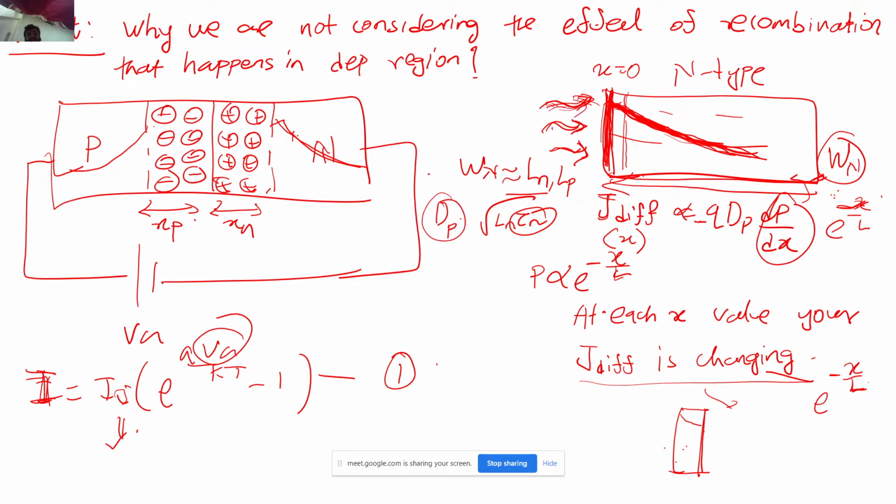Because I just inserted this photogeneration process, right? I just inserted some excess minority carriers. If I don't insert it, let's say I just have the n-type semiconductor, uniformly doped, will the diffusion current exist? The diffusion current always needs a concentration gradient, right? Exactly, it needs a concentration gradient.